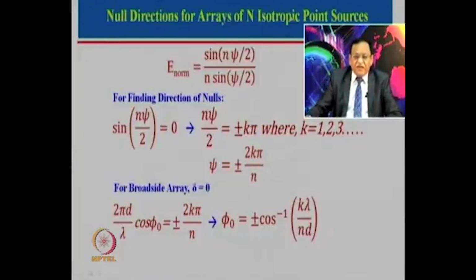Let us just take an example. We will take an example of a broadside array. So, delta will be equal to 0. We now substitute the value of psi over here, which is 2 pi d by lambda cos phi 0, and then this term comes over here, and from here we can find out the value of phi 0. So, phi 0 can be calculated, and this will give us the direction of null. All these things I have done for just the broadside.